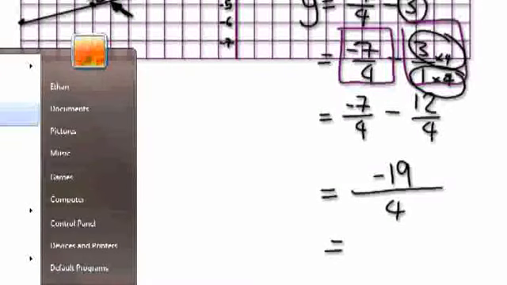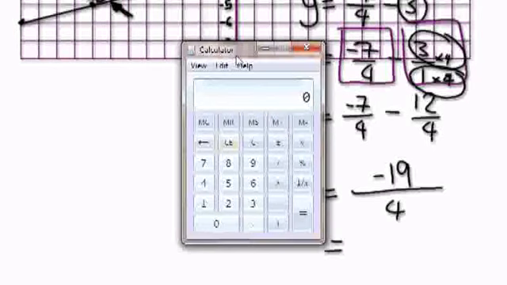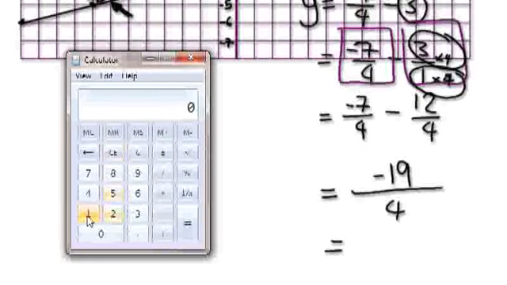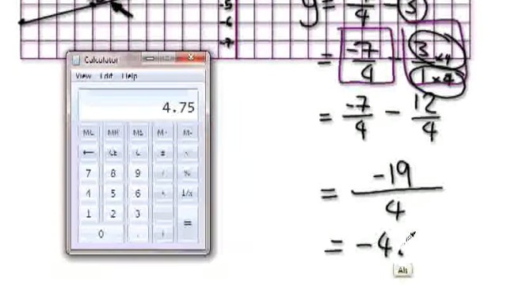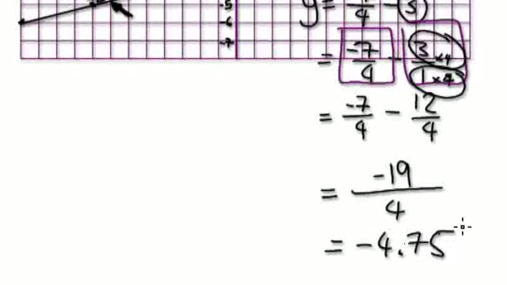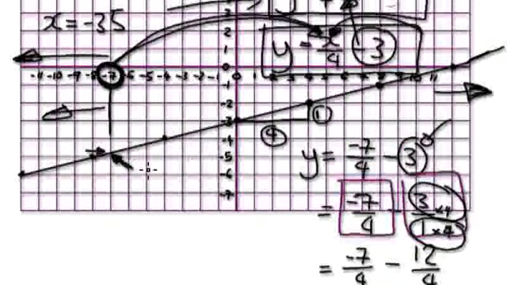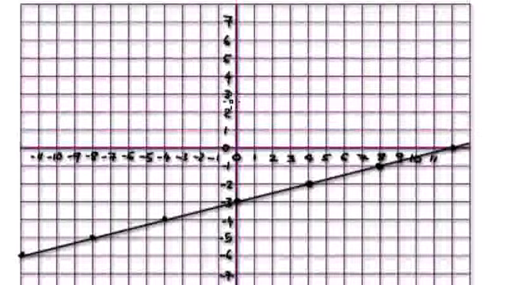So you can jump to a calculator. Just get -19 divided by 4. So the answer would be minus 4 point 75. So this point here, if you move across here like this, will be minus 4.75.